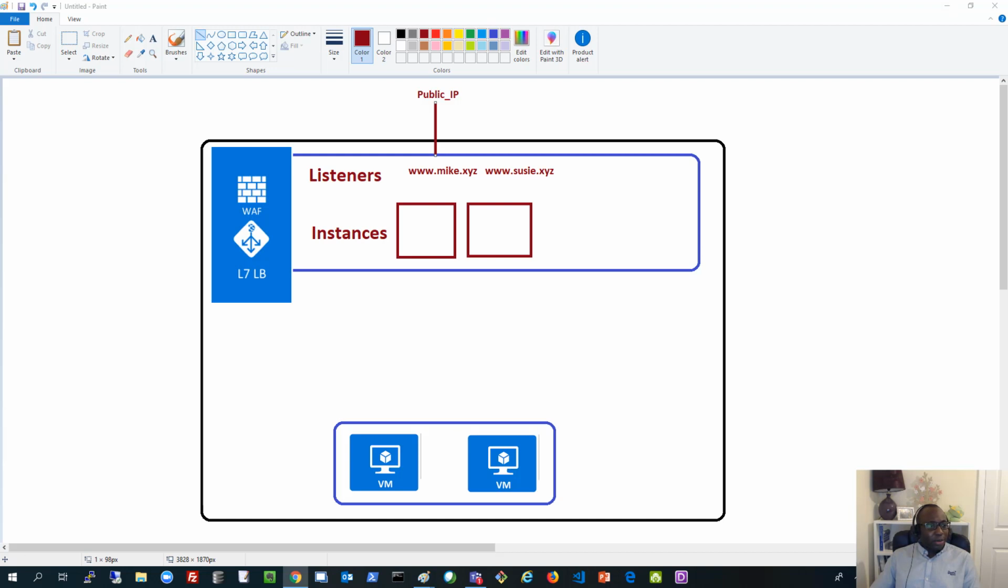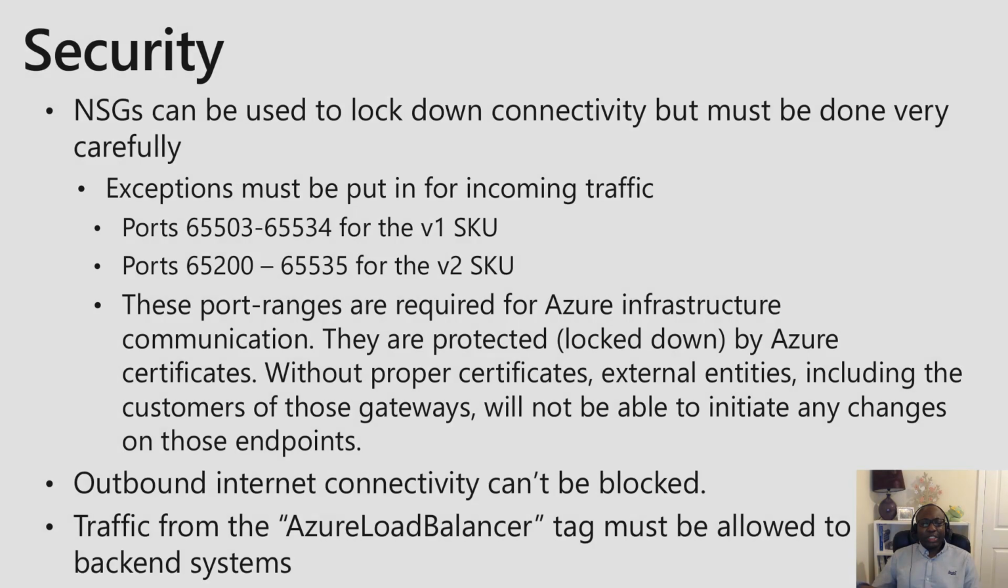Let's talk about security. I'll skip a bunch of this because of time. But again, you can pause and read this information. So NSGs can be used to lock down connectivity to your application gateway on that subnet. But you've got to be a bit careful. So you must add exceptions for this port for version 1 and for this port for version 2. This is because remember the application gateway is a managed service.